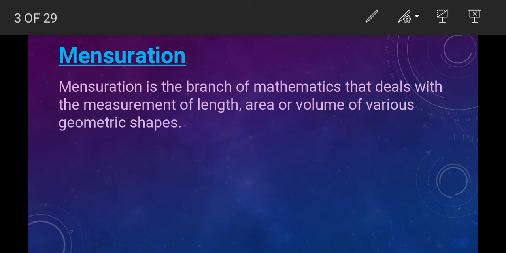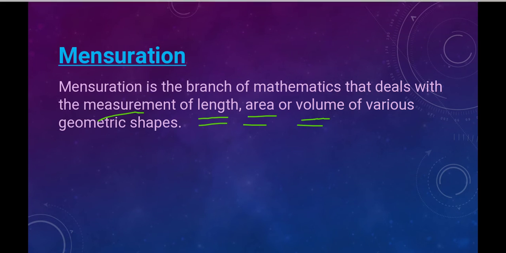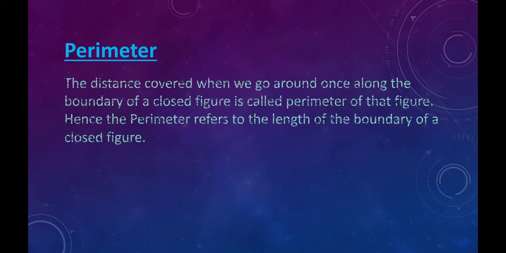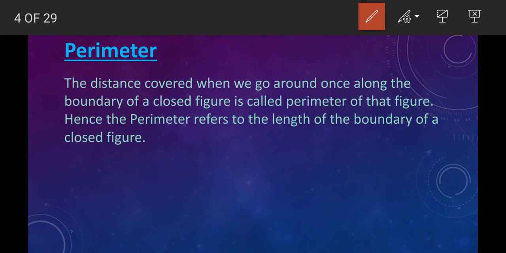Mensuration is the branch of mathematics which deals with measurement of length, area and volume of various geometric shapes. So first we will discuss perimeter, that is the length. It is the distance covered when you go around once along the boundary of any closed figure, that is known as perimeter. Hence perimeter refers to the length of the boundary of any closed figure. Clear?